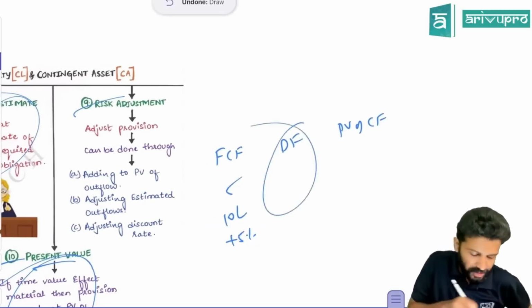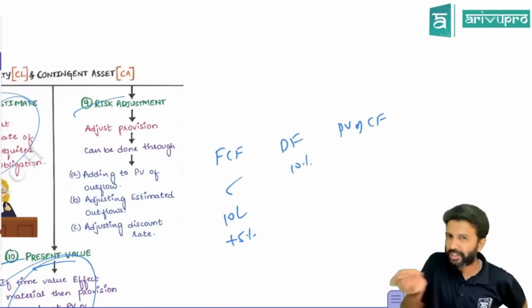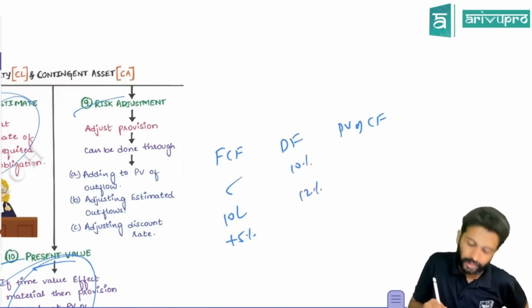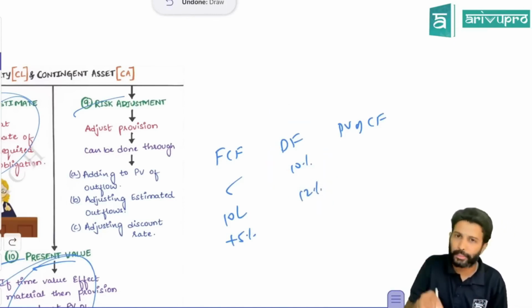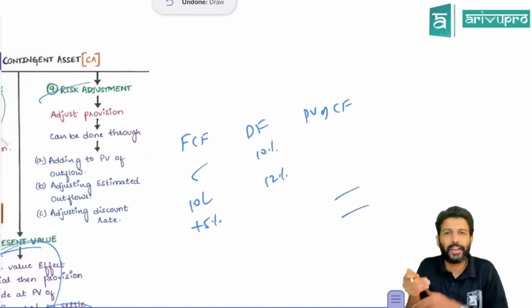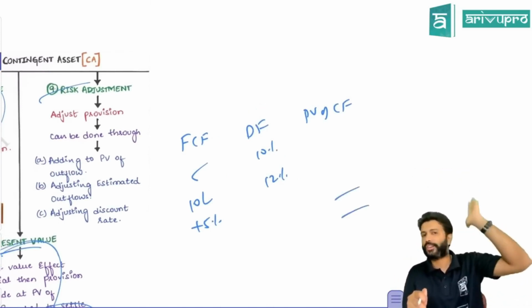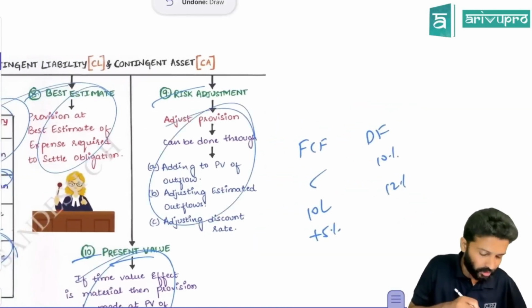Or you can do the risk adjustment in the discount factor. Let's say the discount factor is 10%. You feel as per the risk adjustment, it should be 12%. So give the risk adjustment factor in the discount factor calculation. That also can be done. Or you can do the risk adjustment in the present value of cash flows. Take the final number, and to that you can give the risk adjustment factor also. So among any of the three, you can do the risk adjustment. That is what is called out over here.